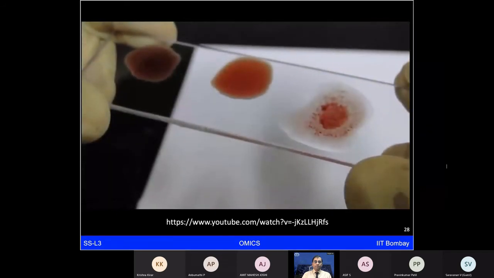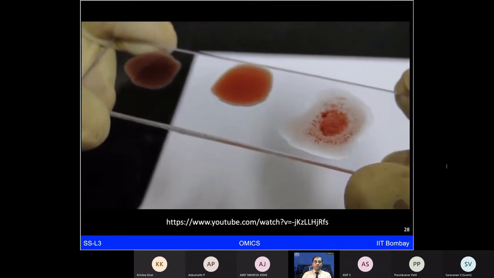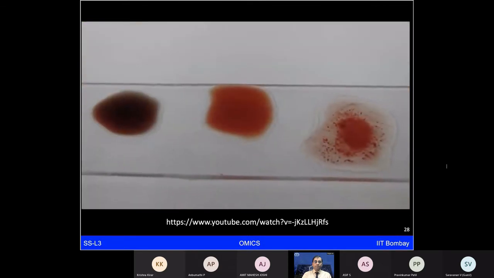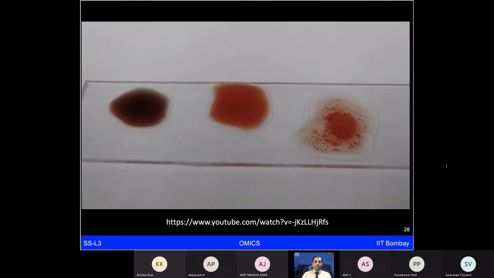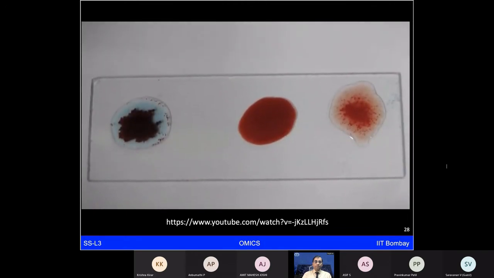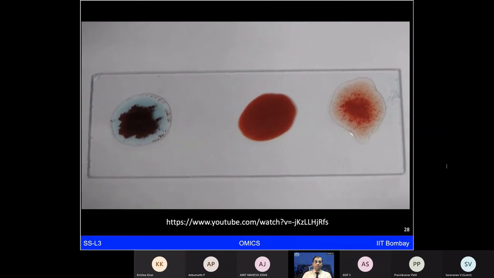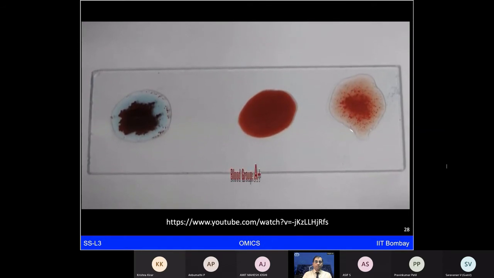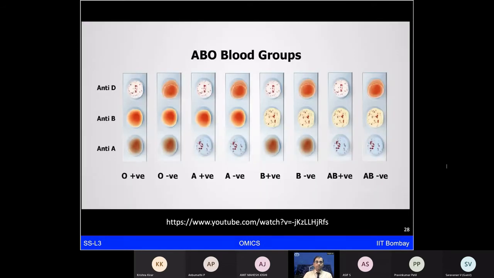When RBCs carrying one or both antigens are exposed to the corresponding antibodies, they agglutinate, that is, they clump together. For example, in this slide, agglutination occurred on the first and the third drops, which correspond to antigen A and Rh factor. So the blood group is A positive. Thus, we can identify the blood group by noticing the agglutination on the corresponding drops.